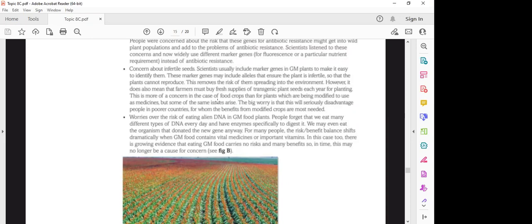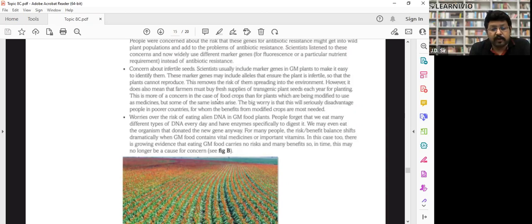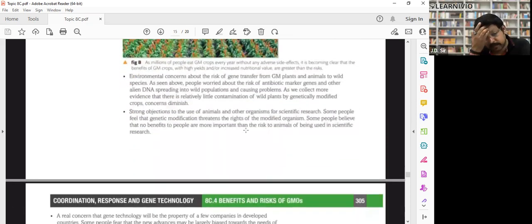Yes. To this point, explain this one. Worries over the risk of eating alien DNA in GM plant food. People forget that we eat many different types of DNA every day and have enzymes specifically to digest them, right? We may even eat the organism that donated the new genes. For many people the risk-benefit balance shifts dramatically when GM food contains vitamins or medicines. In case of those, there is growing evidence that eating GM food carries no risk. Actually, the benefit is so great that it may no longer be causing concern, right? So some of the scientists say that there will be no longer concern about these GM crops. The concerns which are present right now will be removed gradually.